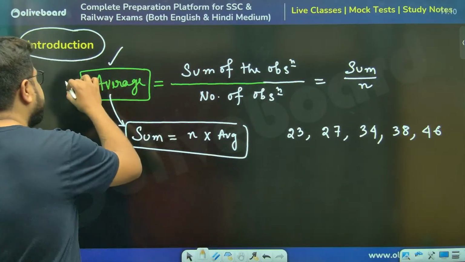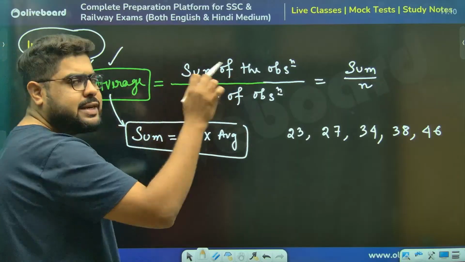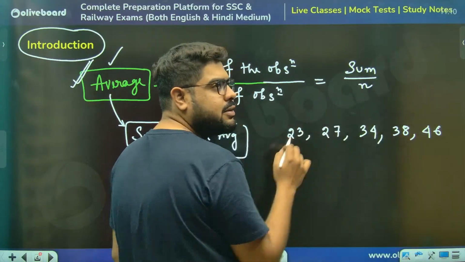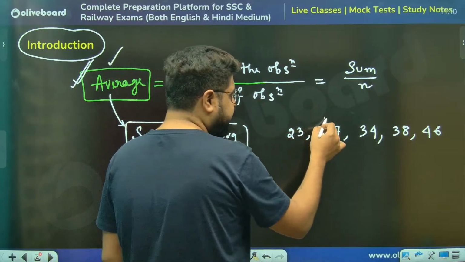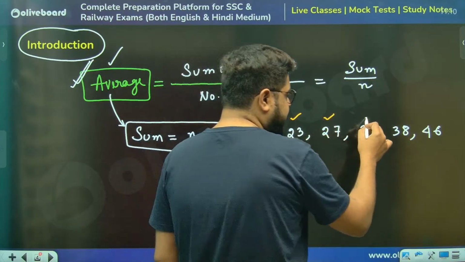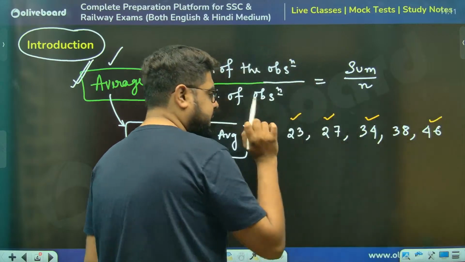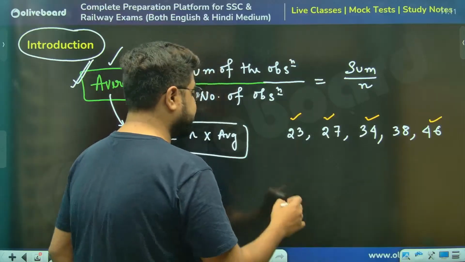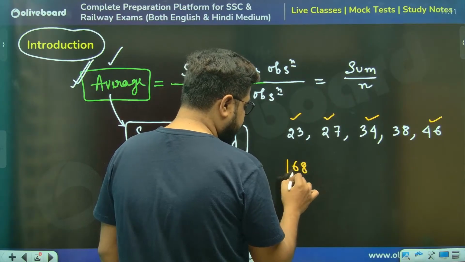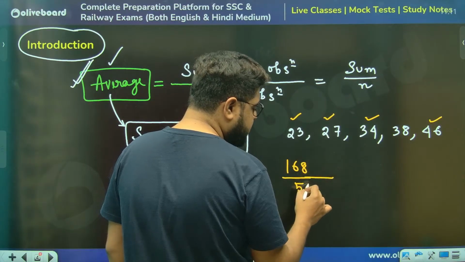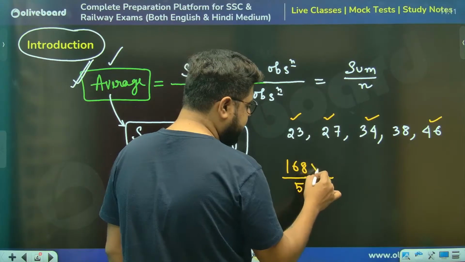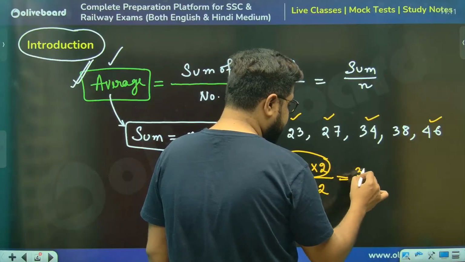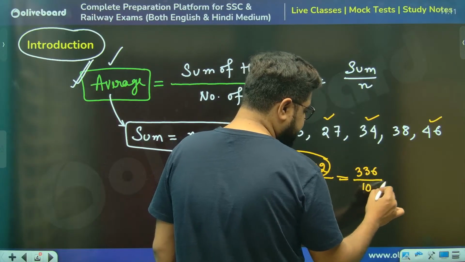Using this basic definition, you will say, sir, this is very simple. You add all of them. 27 and 23 is 50. 34 and 46 is 80. 80 and 50 is 130. 130 plus 38 is 168. Divided by 5. We all know how to divide by 5: multiply by 2. 168 into 2 is 336. By 10, meaning it will be 33.6.